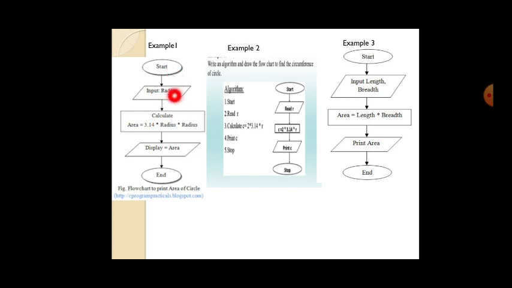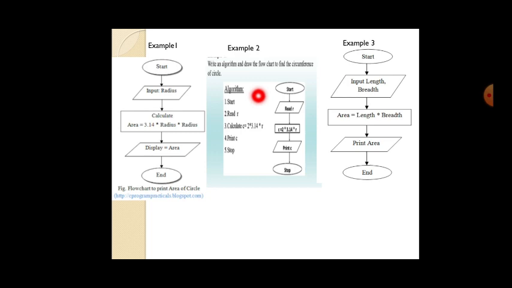Example 1: start, input radius, calculate the area 3.14 * radius * radius, that is, calculate the area of a circle, pi r square, display area, end. So start comes in the oval shape. Then input and output in the parallelogram. This is a rectangle where the processing takes place, and this is again a parallelogram for your output, and end is in the circle. So this is the way of writing the program.